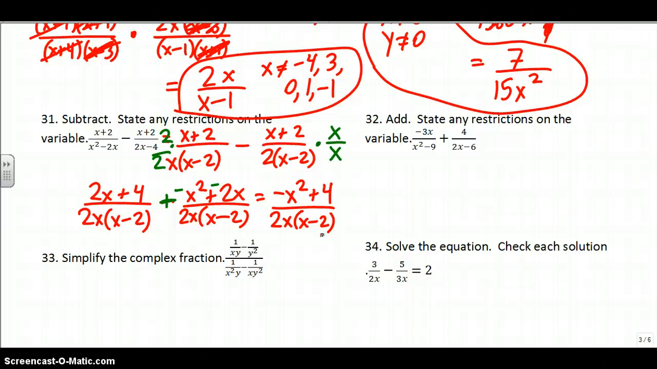Oh, by the way, we should probably state restrictions while we're thinking about it. X can't equal 0 or 2, right? And I think it's the only thing that's on the bottom. Yep. So there's our restrictions while we're thinking about it.